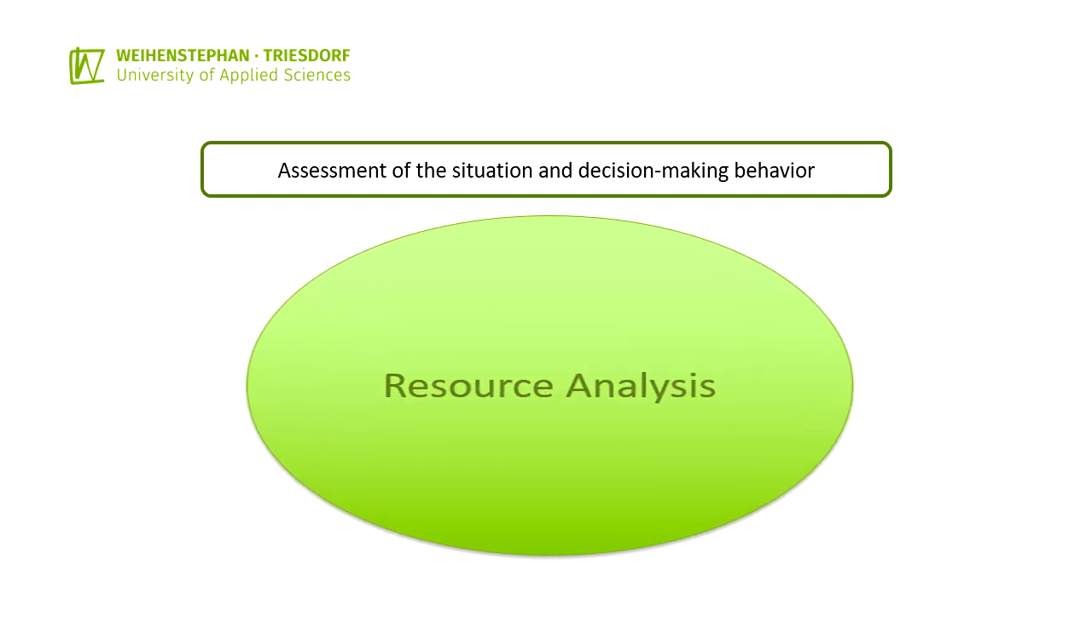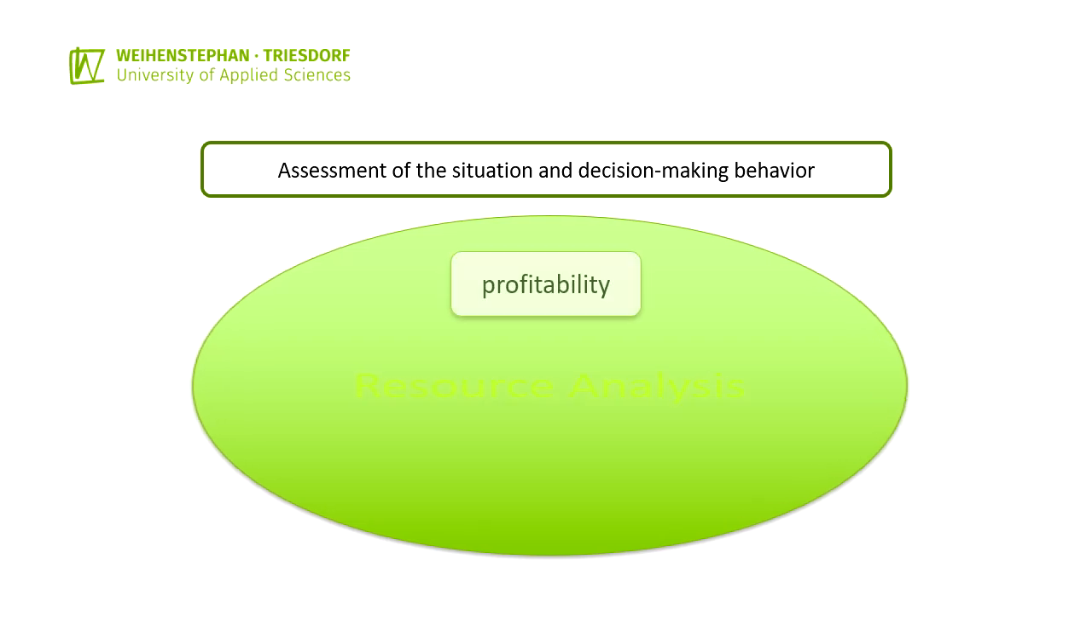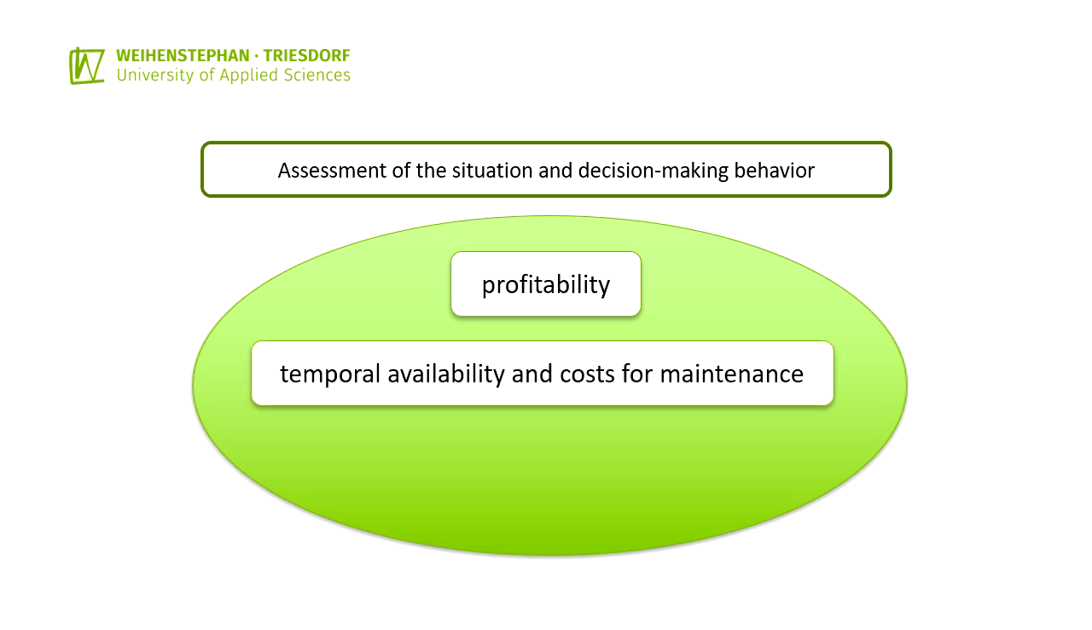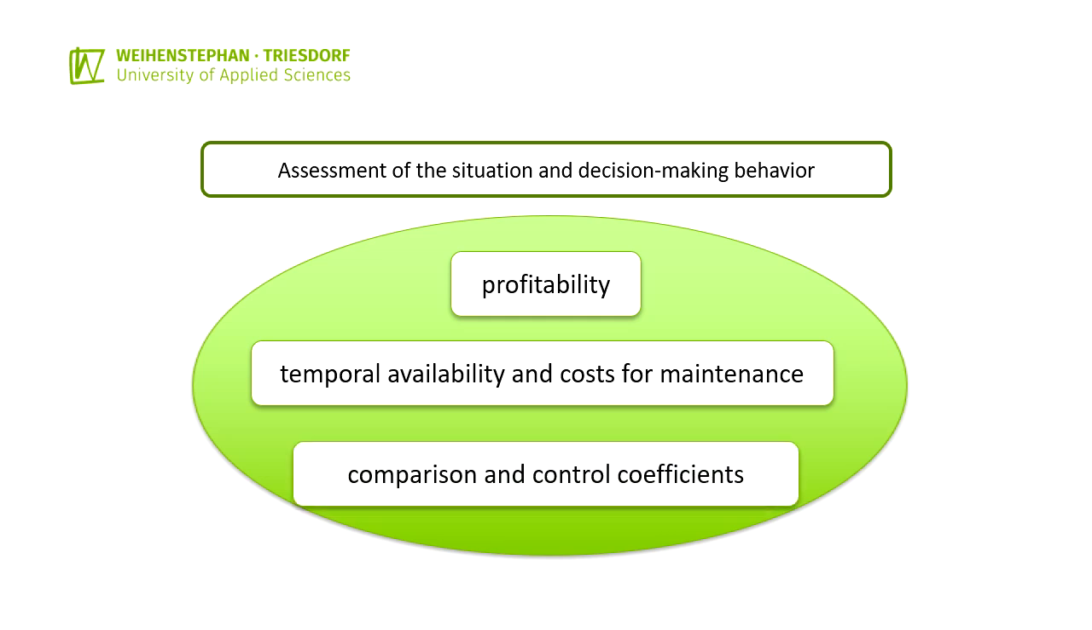The measurement of resources provides information about the profitability, in other words, the economic efficiency, of their use in the various areas. In addition, there is their availability over time and the costs incurred for their maintenance. This results in comparison and control coefficients from the relationships between resource use and the results achieved, in other words their productivity and the production coefficients, which describe the relationship between the overall availability of a resource compared to the availability of other resources.